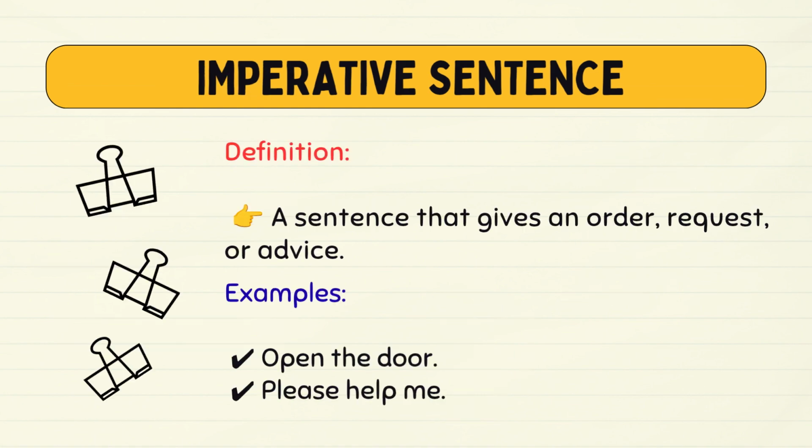Imperative sentence. An imperative sentence gives an order, request or advice. For example, open the door. Please help me. Sometimes the subject is not mentioned but it is understood.